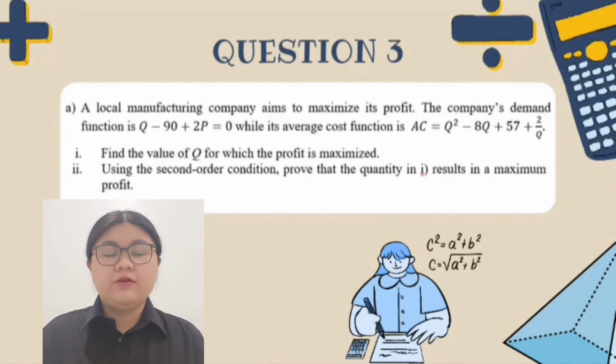I will now present question 3, which focuses on profit maximization for a local manufacturing company. We are given two key functions. First, the demand function, Q minus 90 plus 2P equals 0, and the second is the average cost function, AC equals Q squared minus XQ plus 57 plus 2 over Q. Our task is first to find the value of Q at which the profit is maximized, and second, to prove this result using the second order condition.